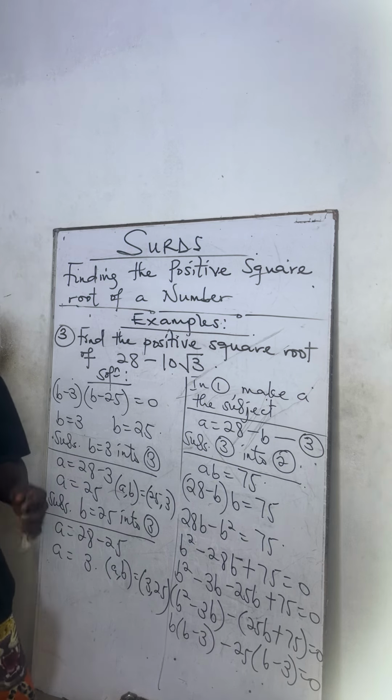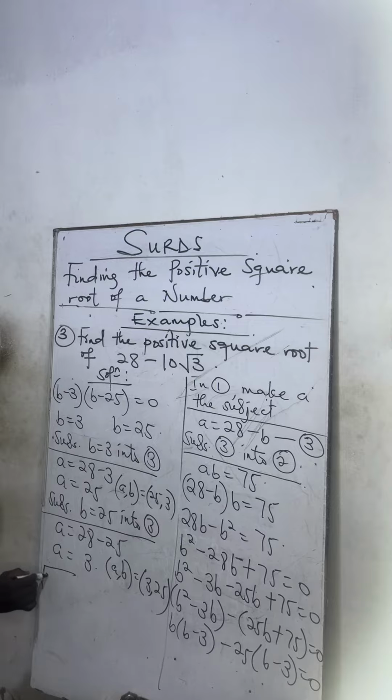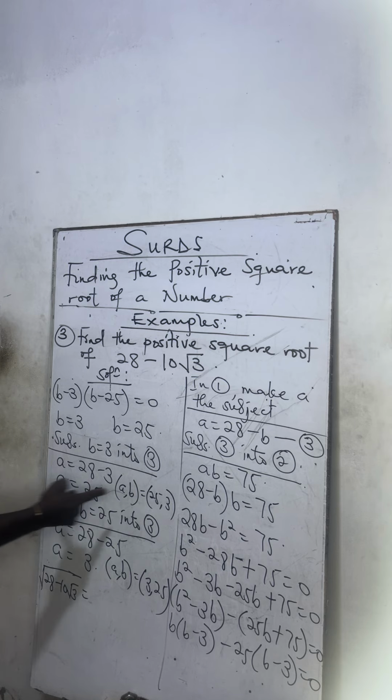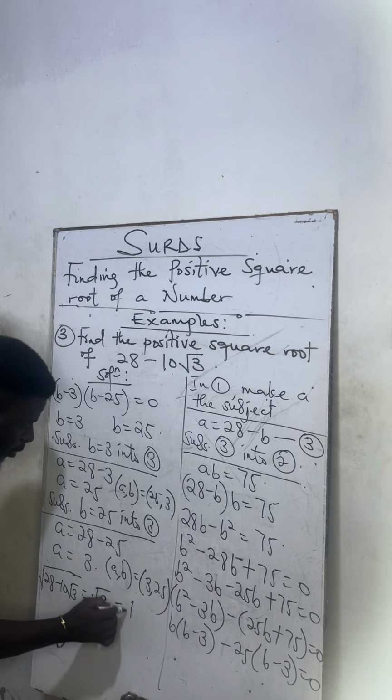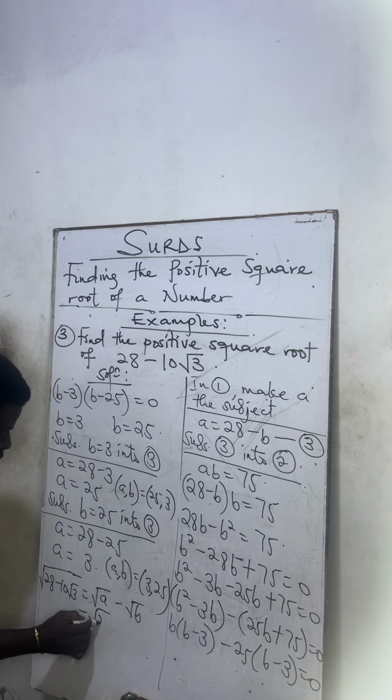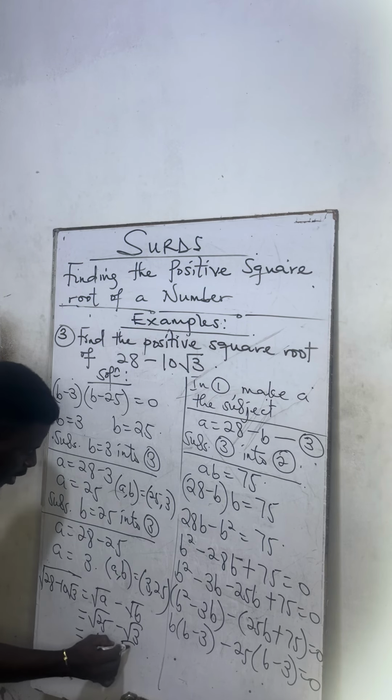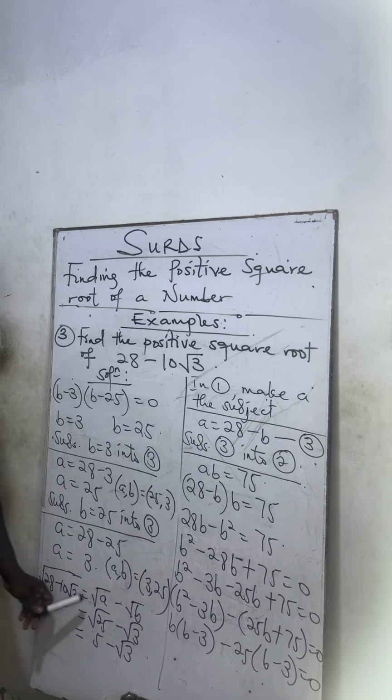Now don't forget the condition, A must be greater than B. So if we have the square root of 28 minus 10 square root of 3, and A is greater than B, then we take square root of A minus square root of B. So square root of 25 minus square root of 3. And here we get 5 minus square root of 3. Alright, so that's it.